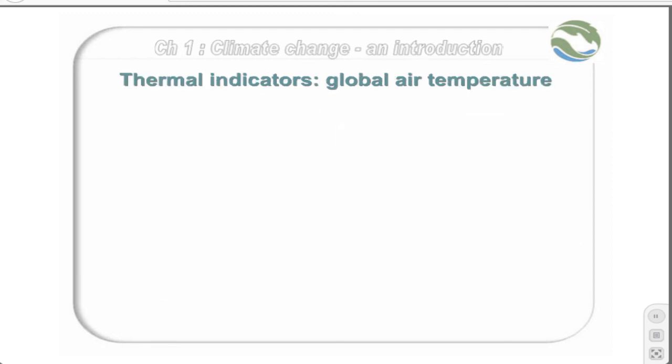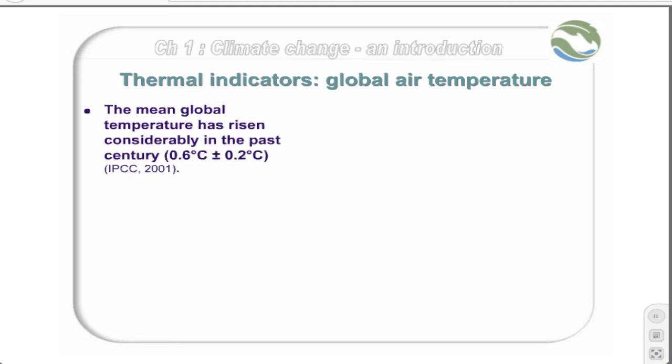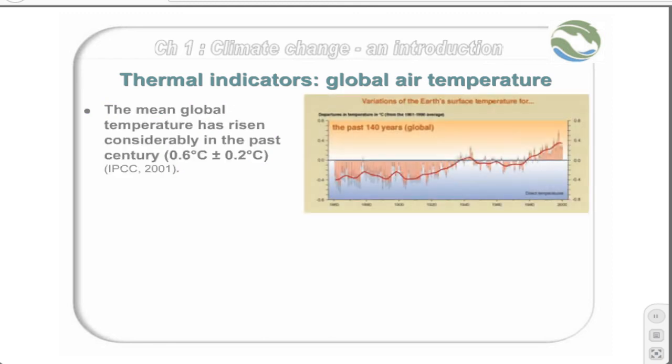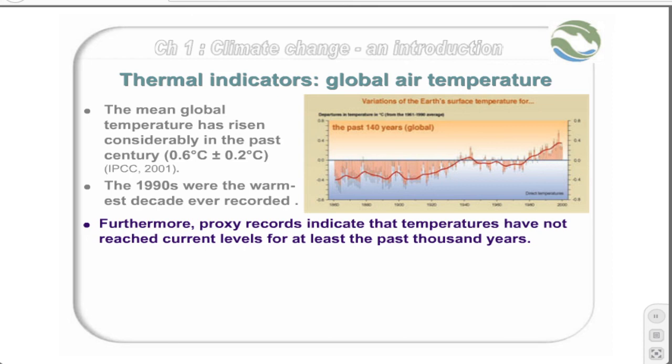The mean global temperature of the planet has risen considerably in the last century, estimated at about 0.6 degrees, with a standard error of about 0.2. The 1990s were the warmest decade ever recorded. Furthermore, proxy records indicate that temperatures have not reached current levels for at least the past 1,000 years.